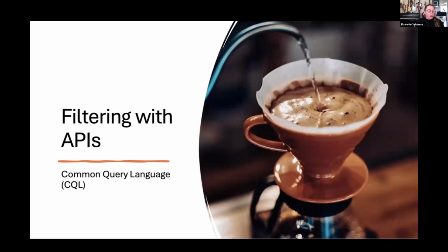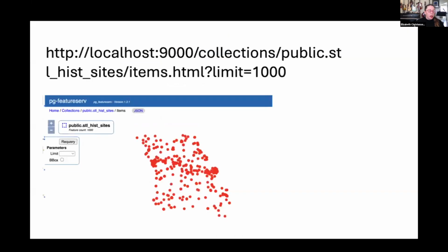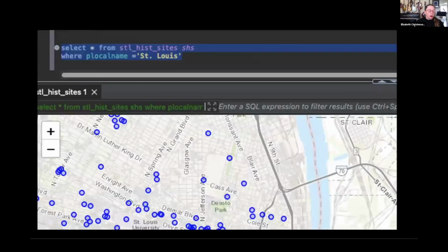So both of these projects come with a cool little way that you can do filtering with the URLs using something called CQL. This is an OGC standard way to put things inside the URLs. And so you can see here when I'm using my little explorer mode that I can write a question mark and say, all right, limit 1,000. And so it's going to change the data based on what I put in that URL.